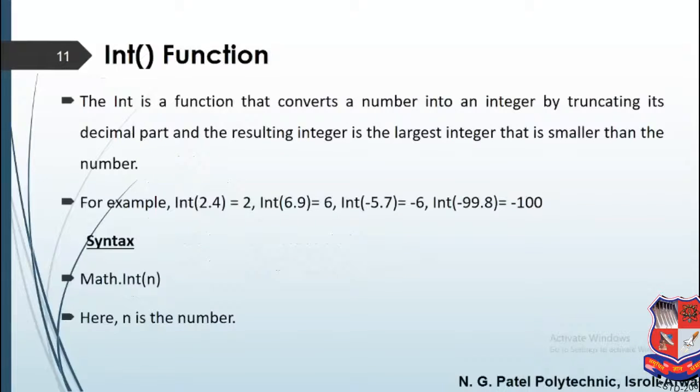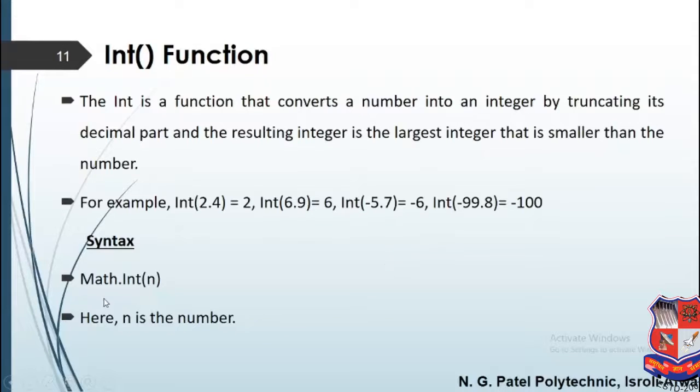Okay. Now the next function is the Int function, the integer function. The Int function converts a number into an integer by truncating its decimal part, and the resulting integer is the largest integer that is smaller than the number. For example, Int 2.4 equals 2, Int 6.9 equals 6, but for negative values, Int minus 5.7 equals minus 6 and Int minus 99.98 equals minus 100.